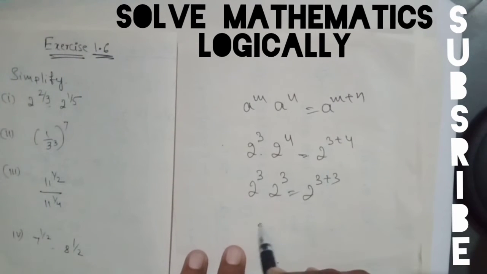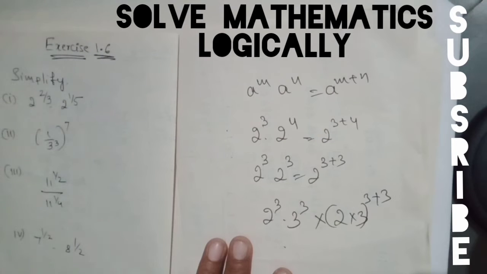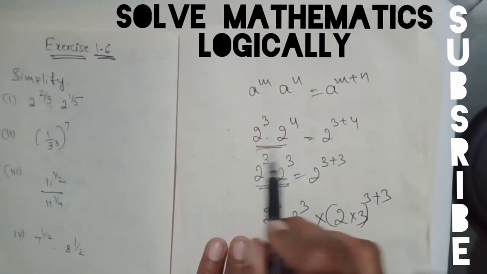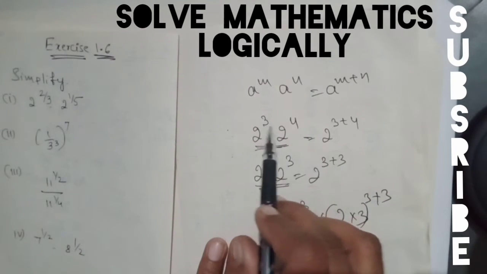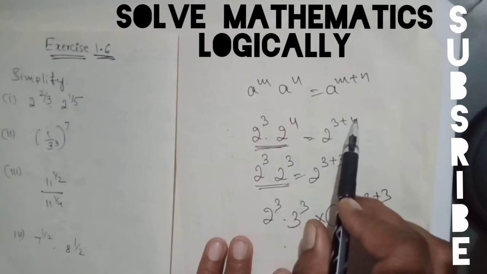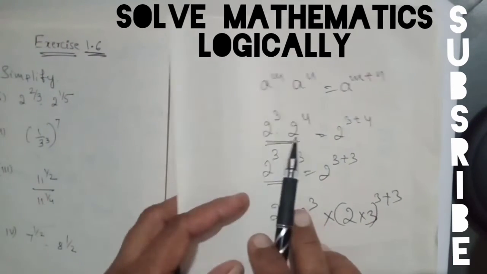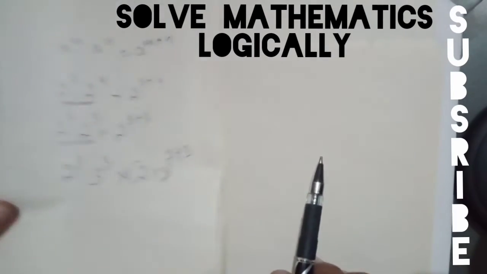If it is 2 raised to 3 and 3 raised to 3, in this case this is not equal to 2 into 3 raised to 3 plus 3. The main thing you have to observe here is that the bases should be same. If the bases are same, whatever be the power, you can add. I'll not confuse you more here. I think this much is more than enough to solve the problem. So we'll solve one by one.